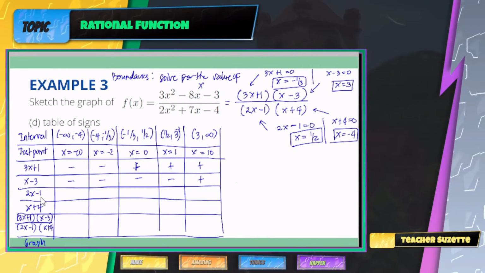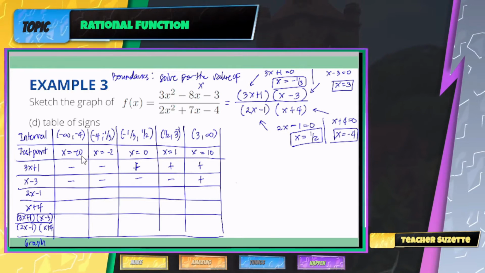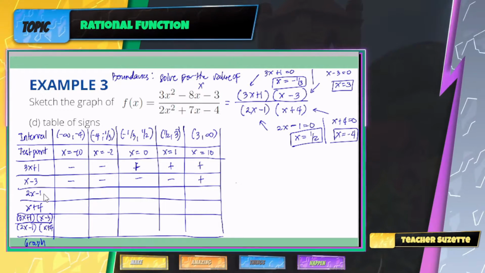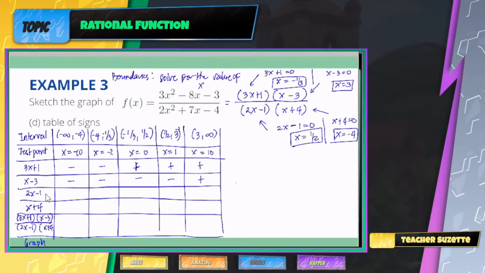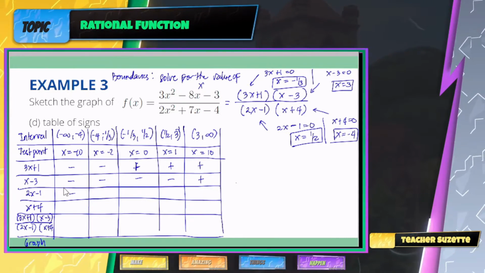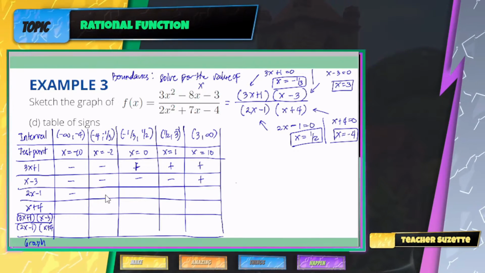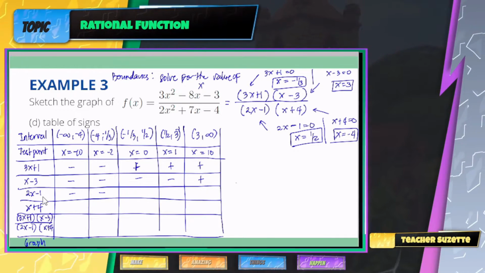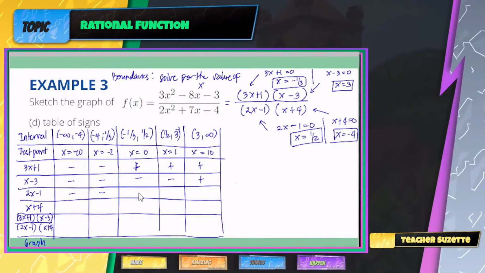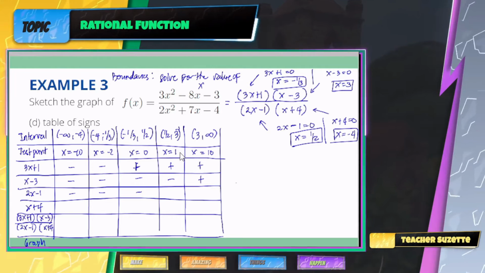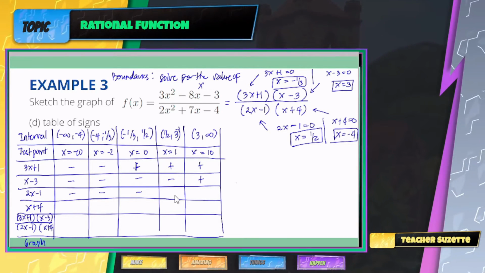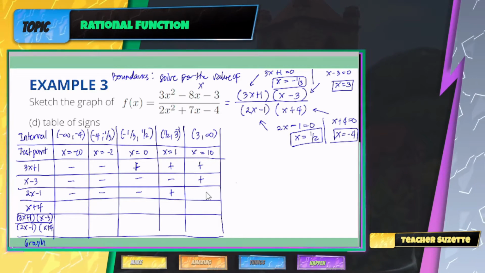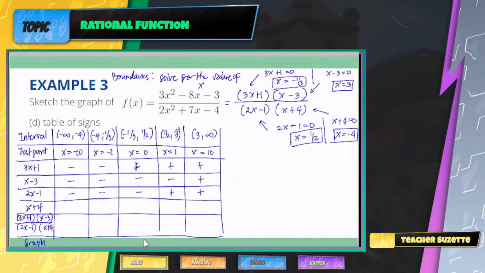Para naman po sa 2x minus 1, test natin yung ating mga test points. Negative 10 times 2 minus 1, negative. Negative 2 times 2 minus 1, answer, negative. 0 times 2 minus 1, answer, negative. Next, 1 times 2 minus 1, answer, positive. And 10 times 2 minus 1, positive.